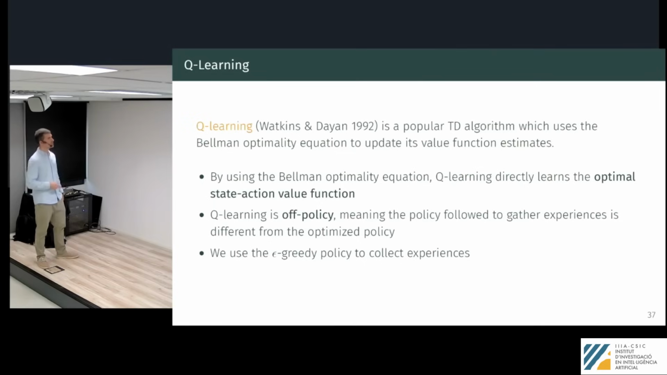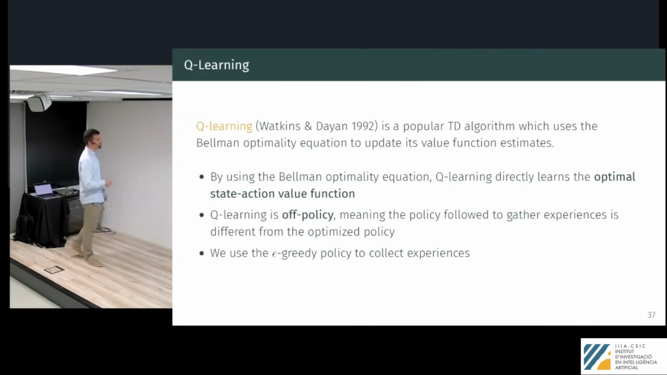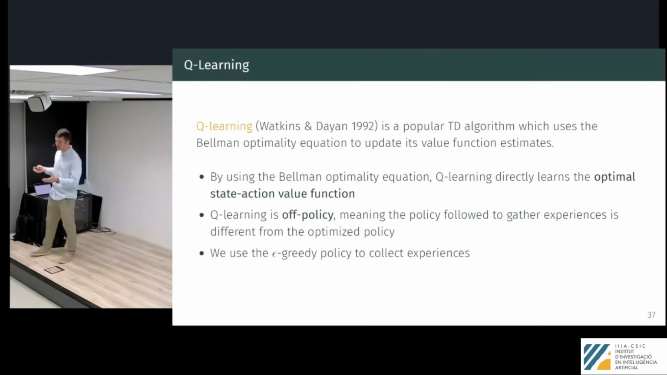This is probably the single most important learning algorithm in the entire field of reinforcement learning. And a lot of new algorithms still refer to this because the ideas are very closely related. So it's called Q-learning.